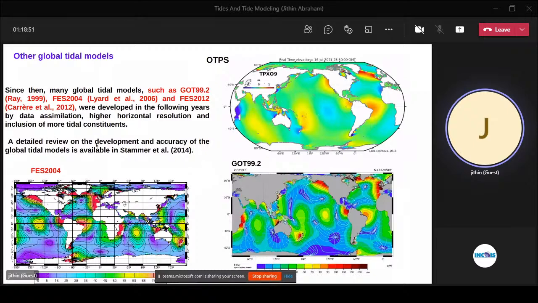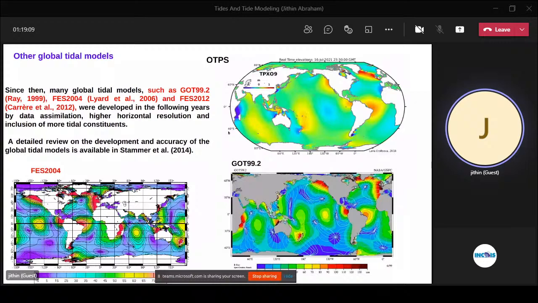If anyone is interested, I can show how to extract the tidal elevations from the TPXO model, but I did not include that part in this lecture.